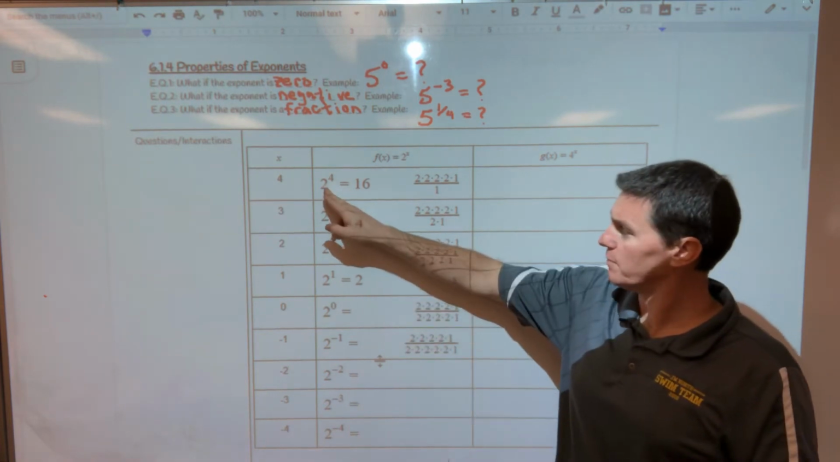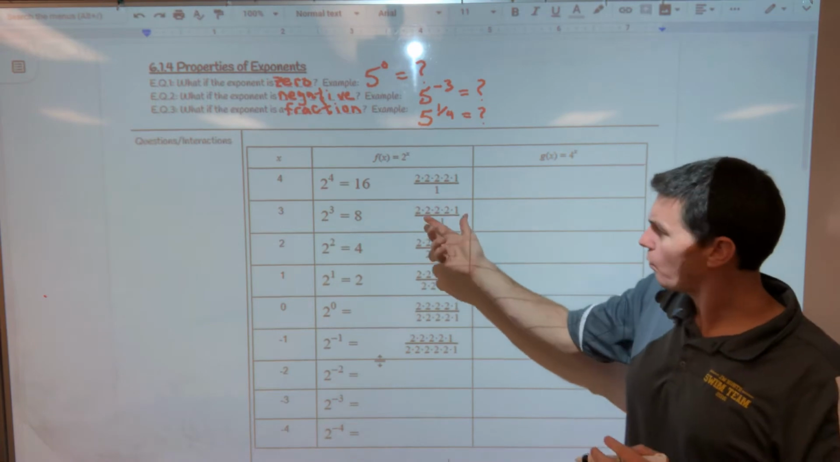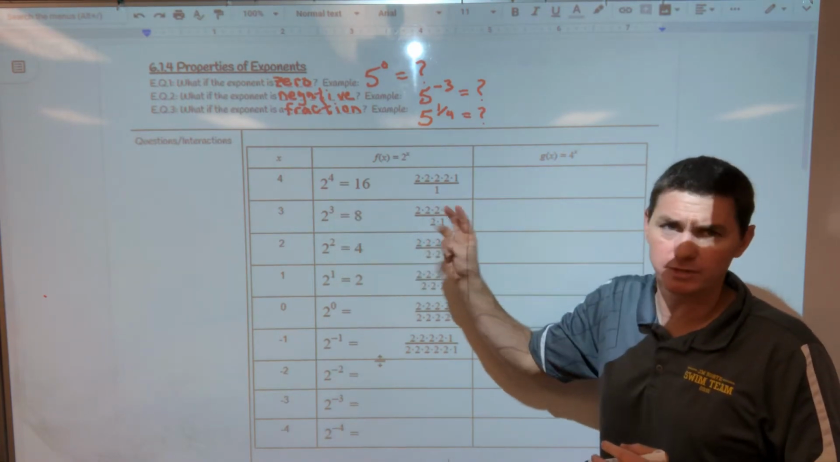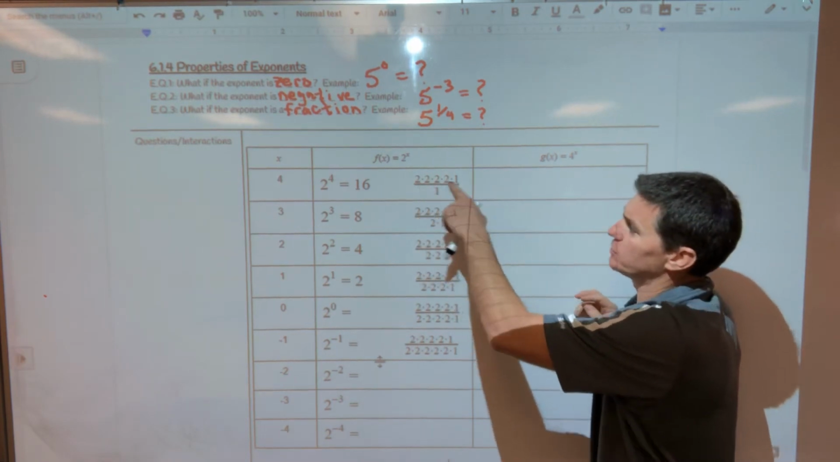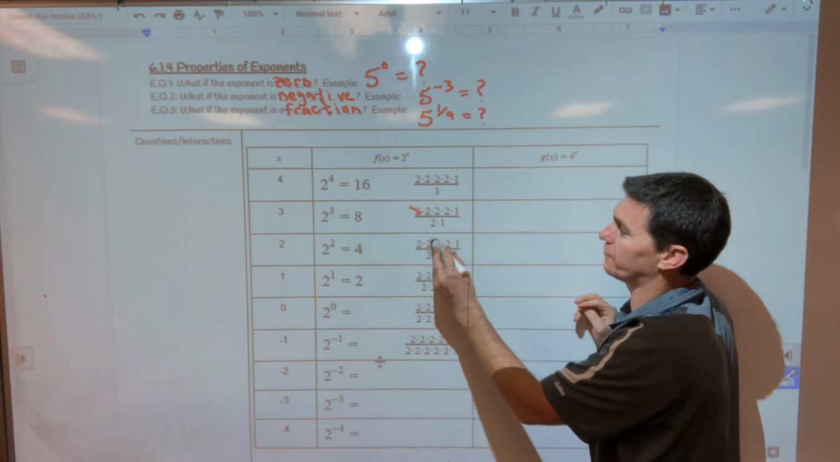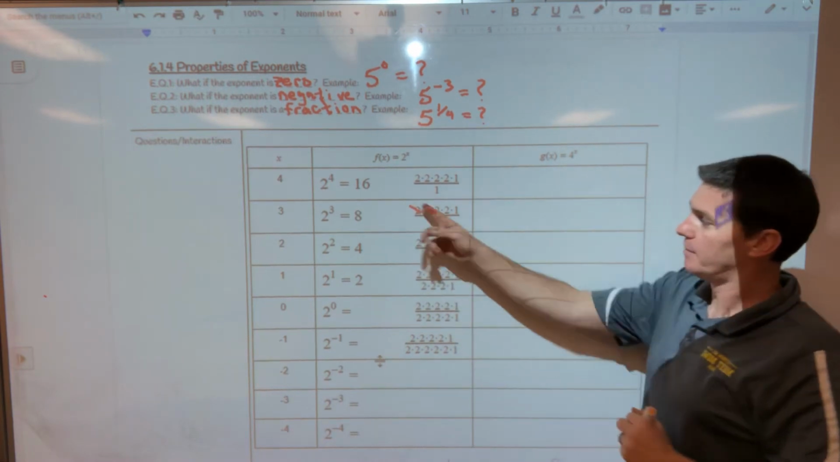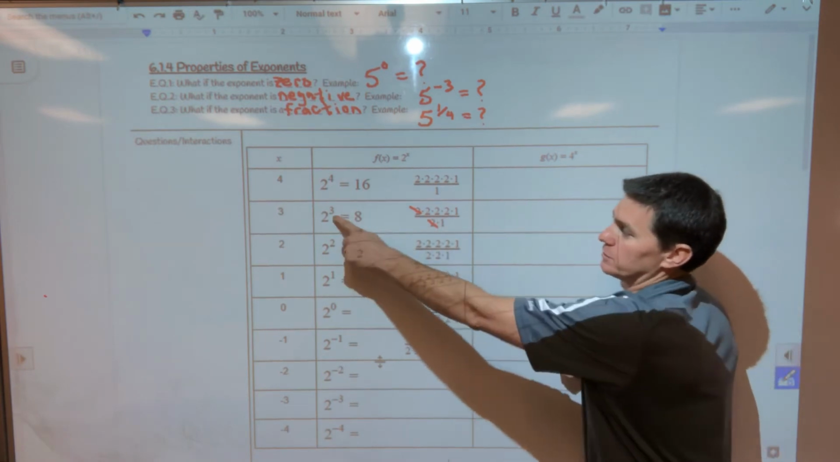But what happens as we move from 2 to the 4th to 2 to the 3rd? Well, we can think of 2 to the 3rd as just 2 times 2 times 2. Or we can think of it like this, taking 2 to the 4th, and how do we get from 2 to the 4th to 2 to the 3rd? Well, we got to get rid of one of those 2s, so we divide by 2. And that leaves us with 2 times 2 times 2. In other words, 2 to the 3rd.